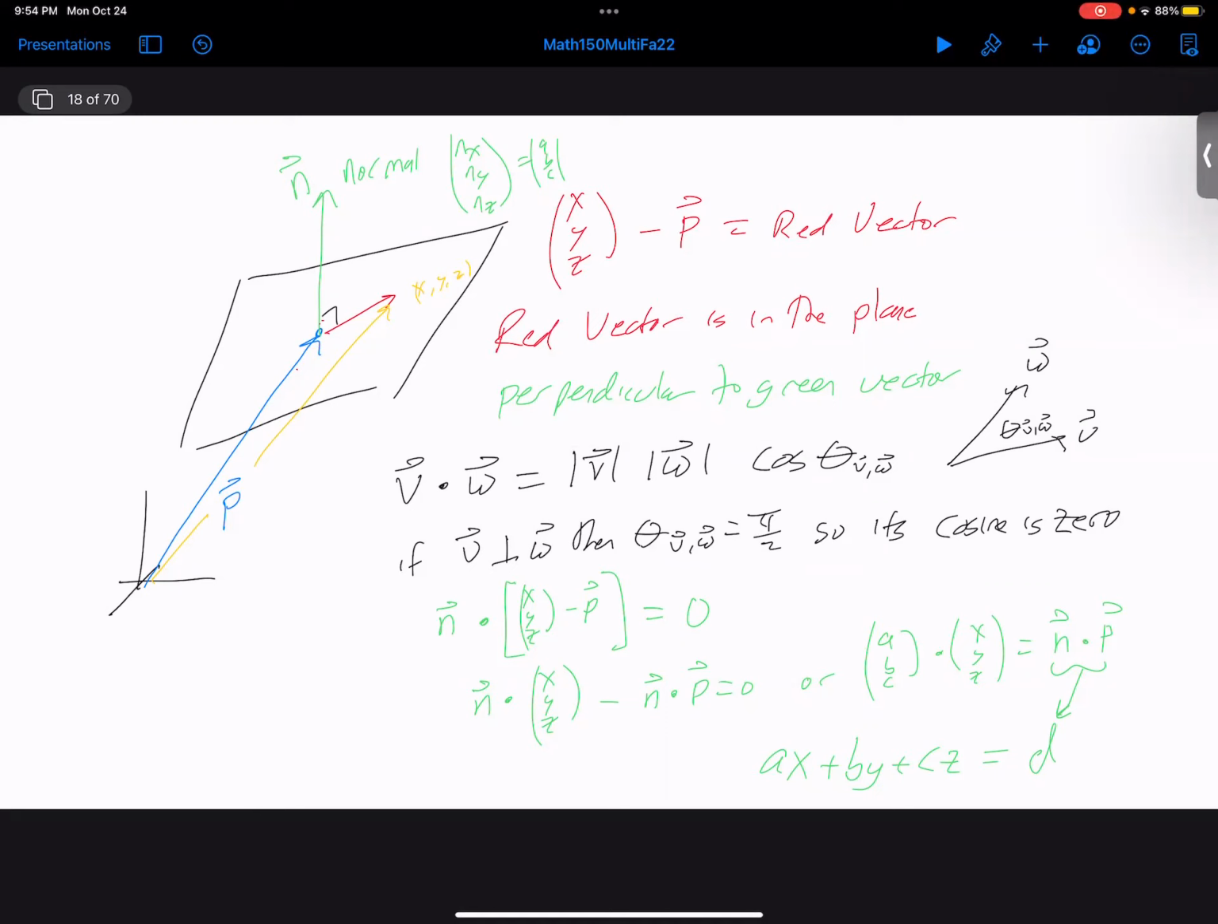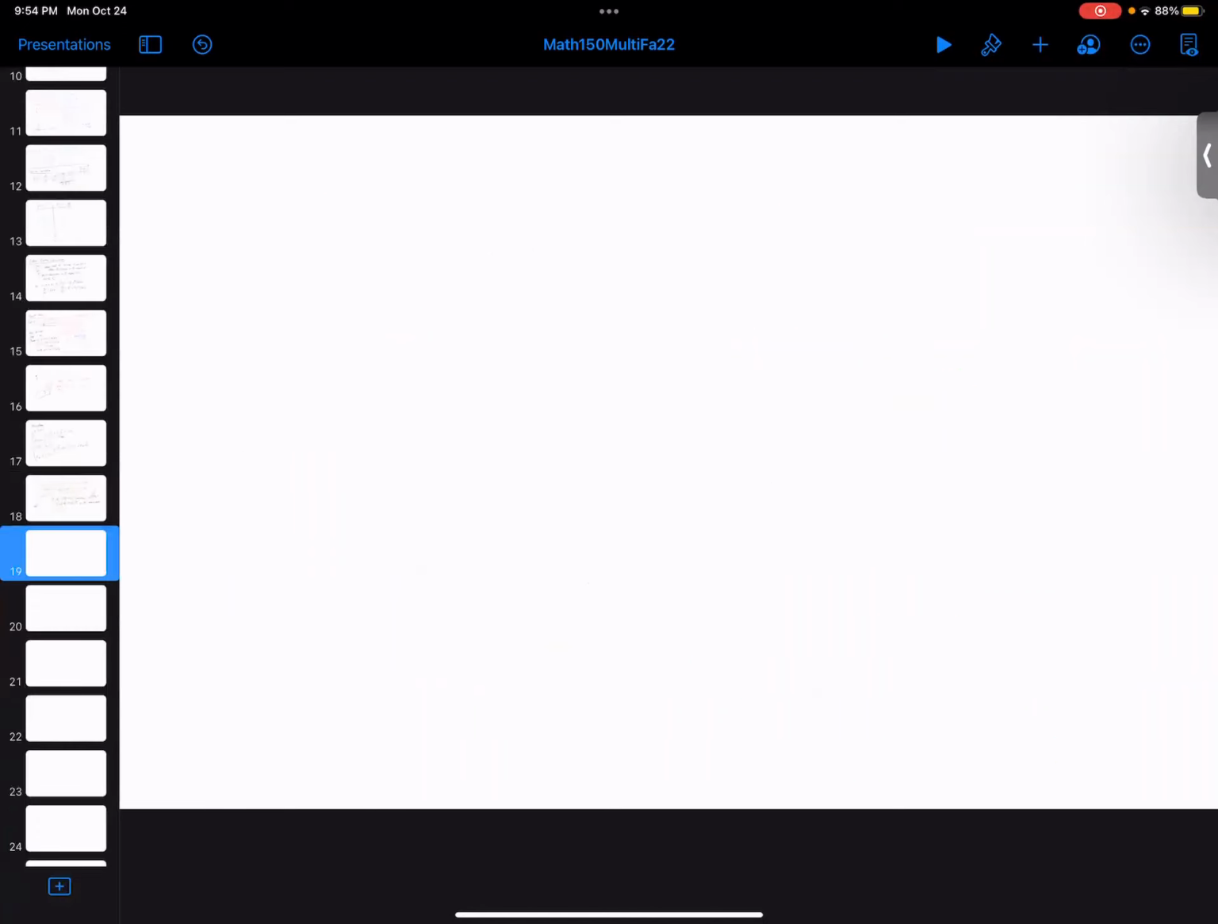And if you think about it, a plane has how many free variables? Two. Once you know either x, y, or z, well, that's not enough. But once you know two of them, then you can solve for the third. So z would be ax plus by minus d divided by c. And of course, if either c, a, or b is 0, then we have to be a little bit more careful. All right, so this is the fast review.